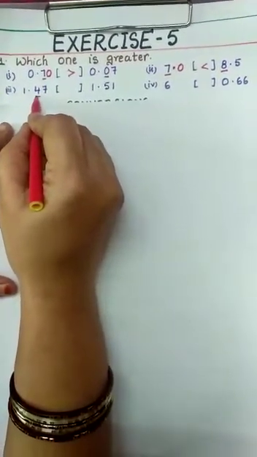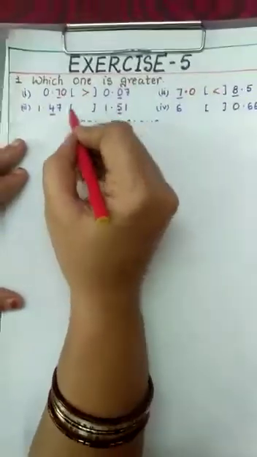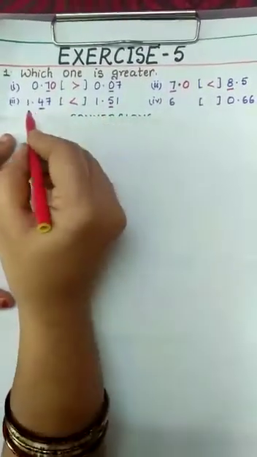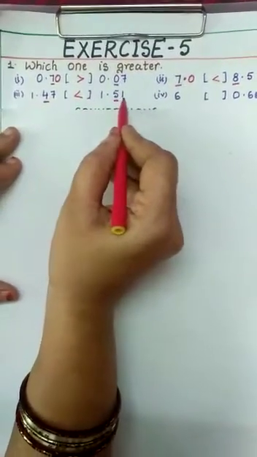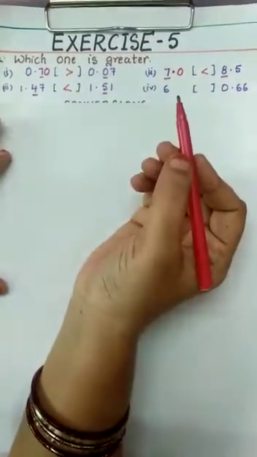What is the tens place digit? Here 4 and here 5. 4 is less than 5. So 1.47 is less than 1.51. So 1.51 is greater here.